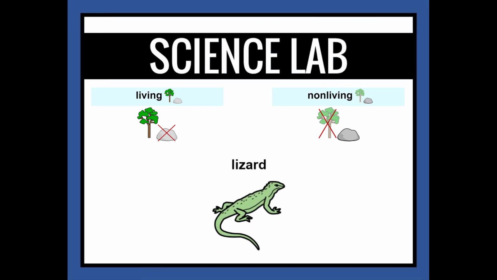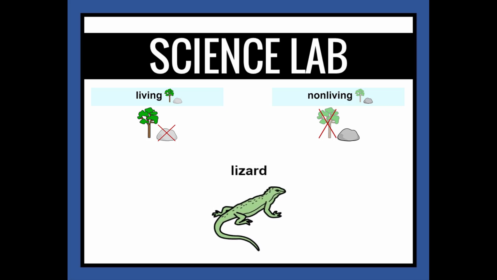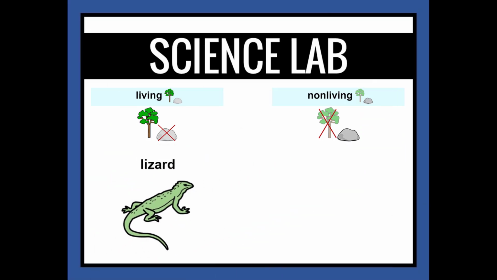Our next item is a lizard. Is a lizard a living thing or a non-living thing? A lizard is a living thing. It breathes in oxygen and breathes out carbon dioxide. It eats fruits and nuts and leaves and insects. It grows. It moves around, and it can reproduce.